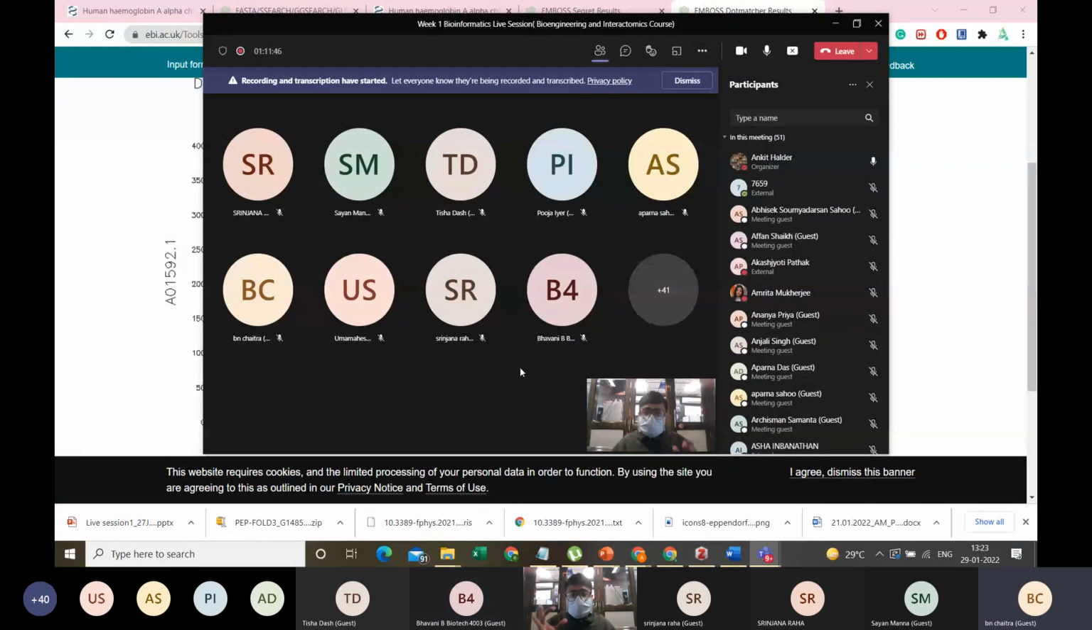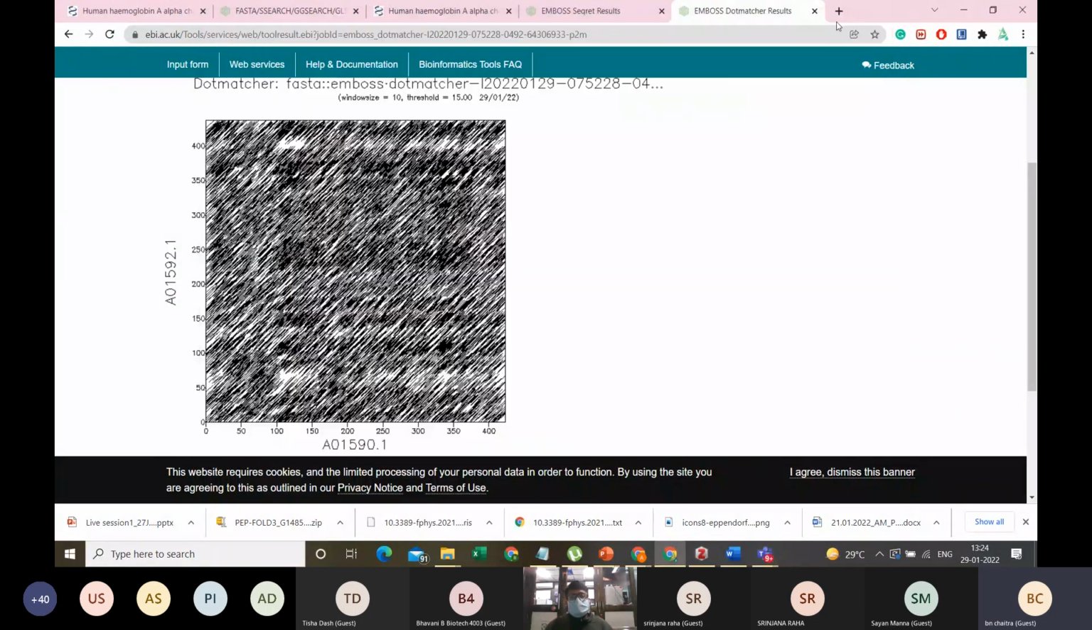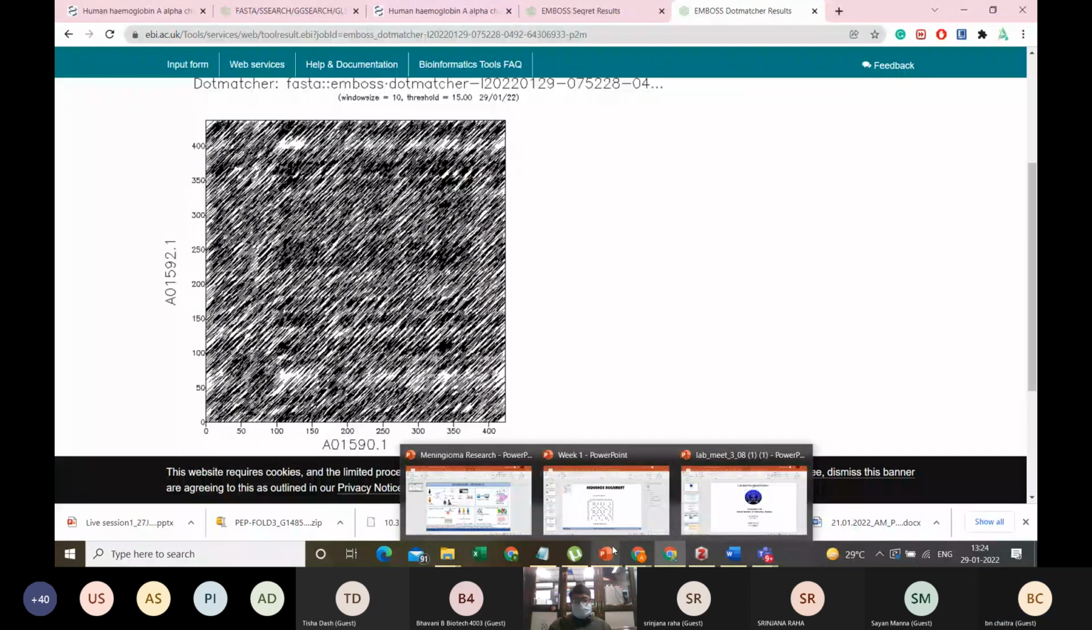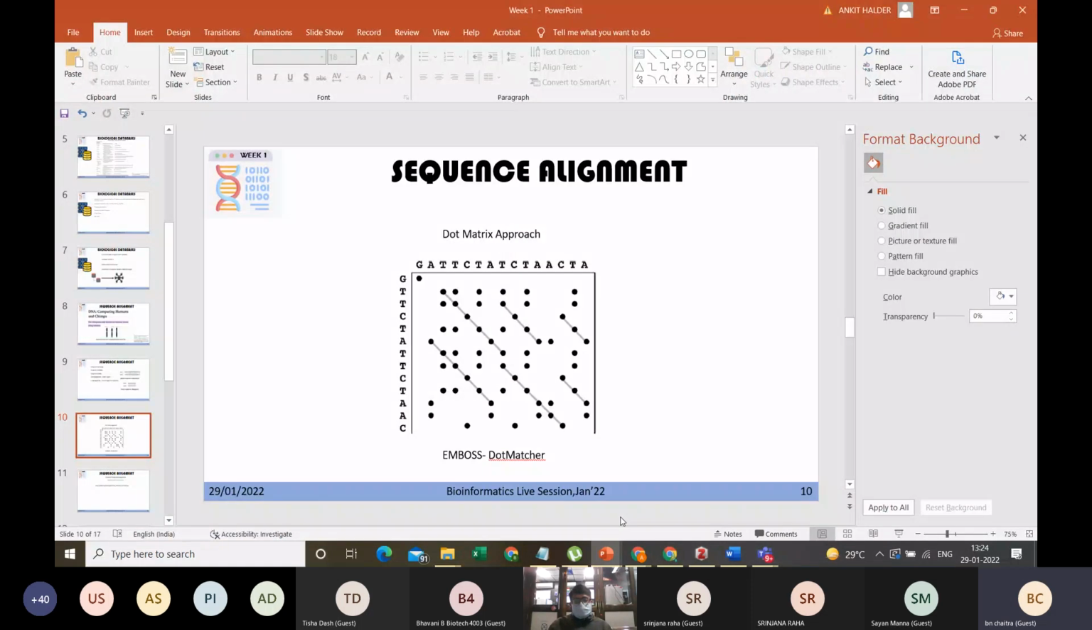So that is the thing about the threshold. If you are looking for very divergent sequences, where you know the sequences are different, then you will lower the threshold. But if the sequences are very closely related, you will increase the threshold. So according to your question, you will do that accordingly. If you have any doubt, you can ask in between.